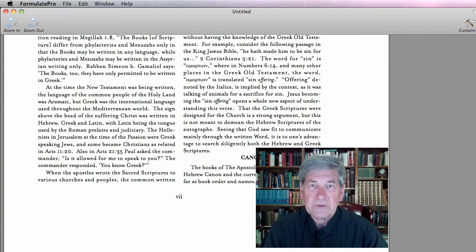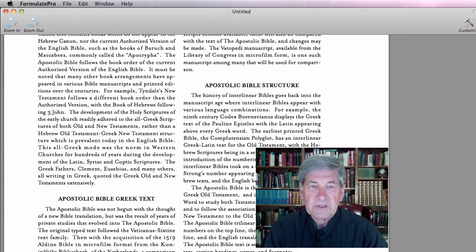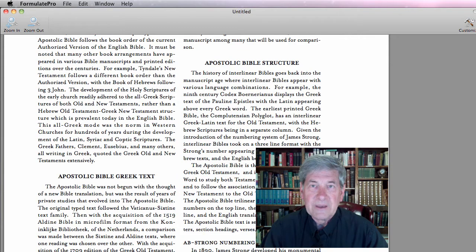I have one, 1790s, actually had the Apocrypha called the Deuterocanonicals, and we didn't omit them on purpose, but they may be added someday. Then the introduction continues, and it goes down into the Apostolic Bible Greek text. We went through that earlier when we explained about the different first printed editions of the Apostolic Bible, in an earlier seminar. Then it goes into the Apostolic Bible structure.